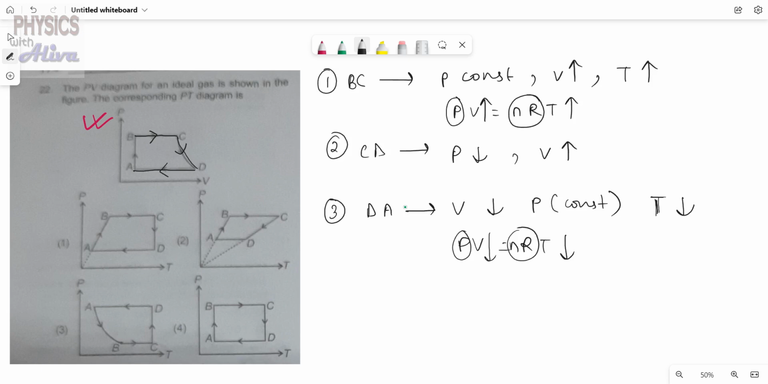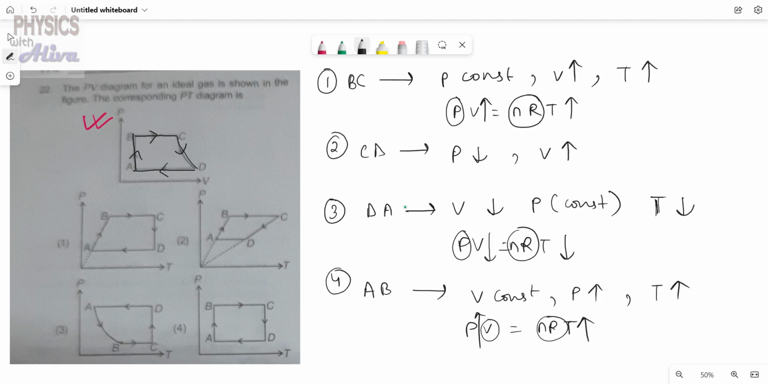Okay. Now from fourth one, this line AB. Volume is constant and the pressure is increasing, right? So PV is equals to nRT, where volume is constant, nR constant, pressure is increasing. So T will increase.